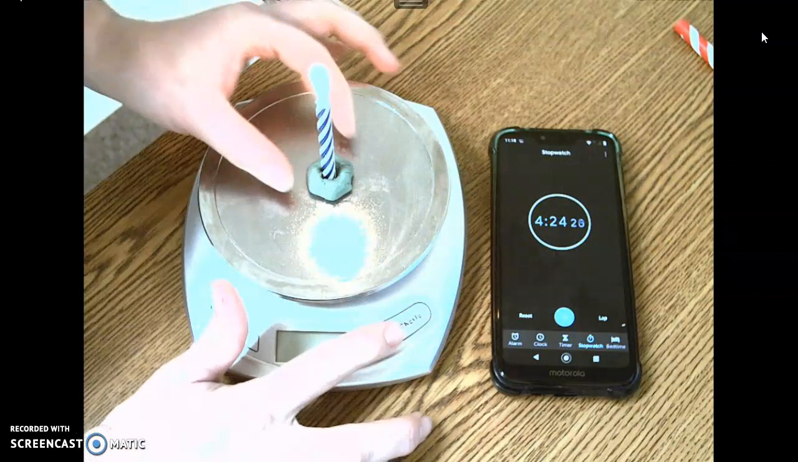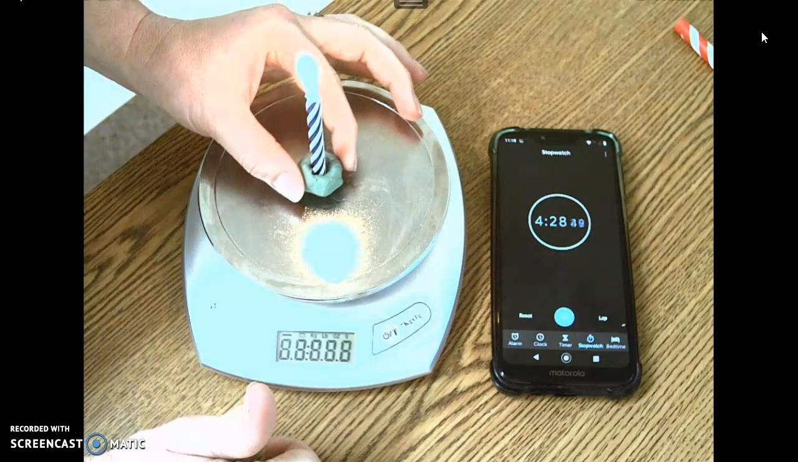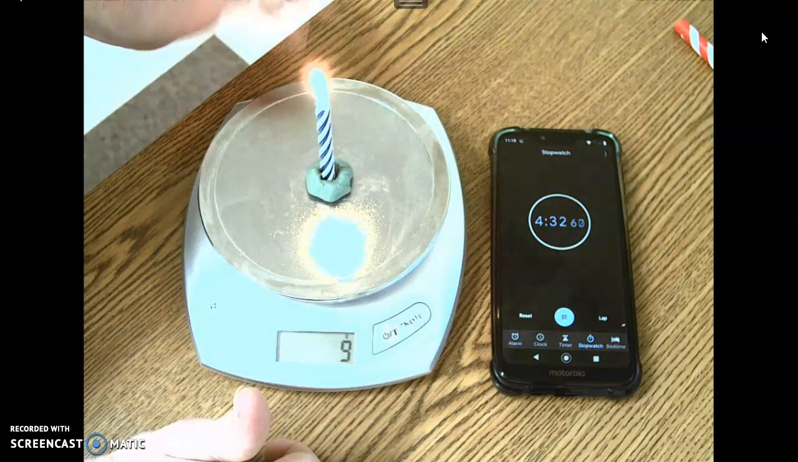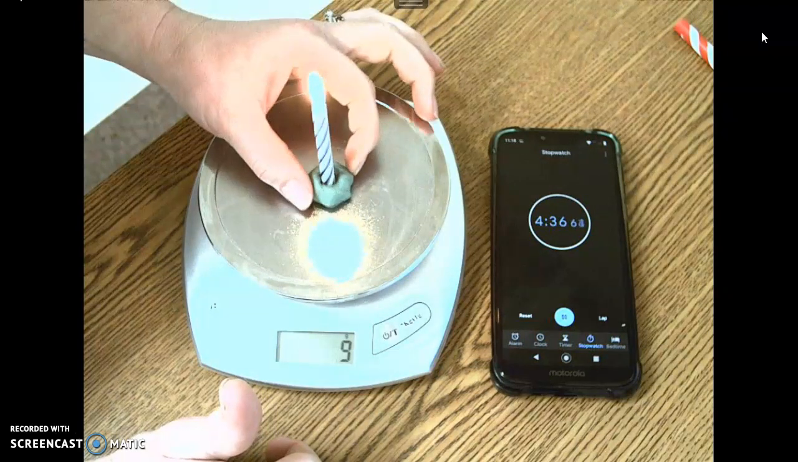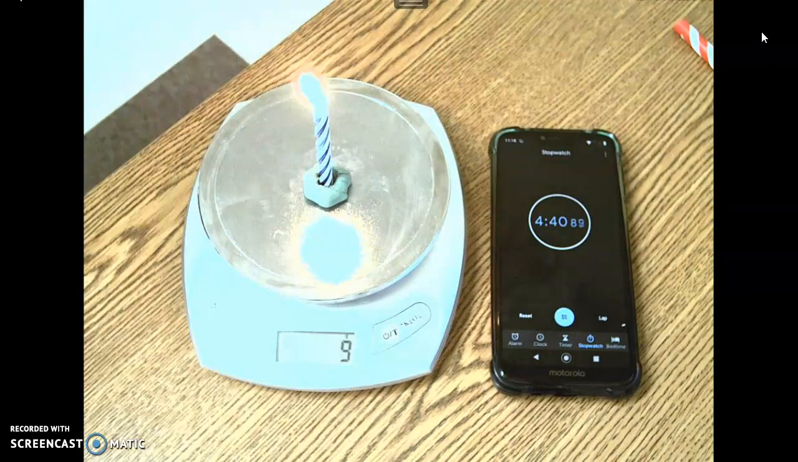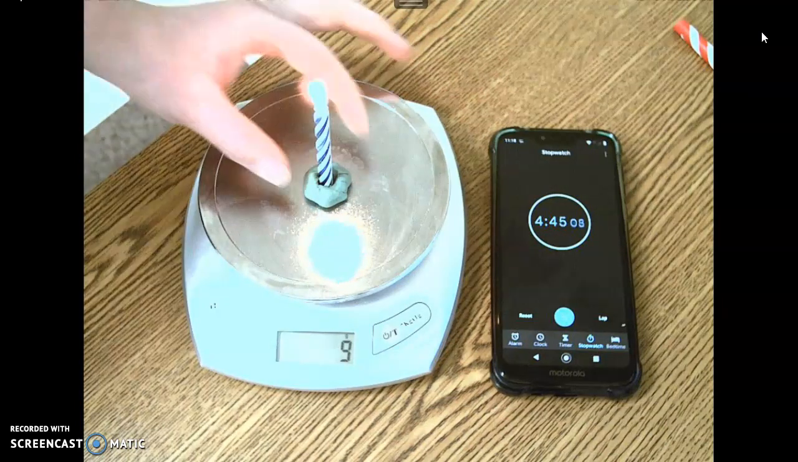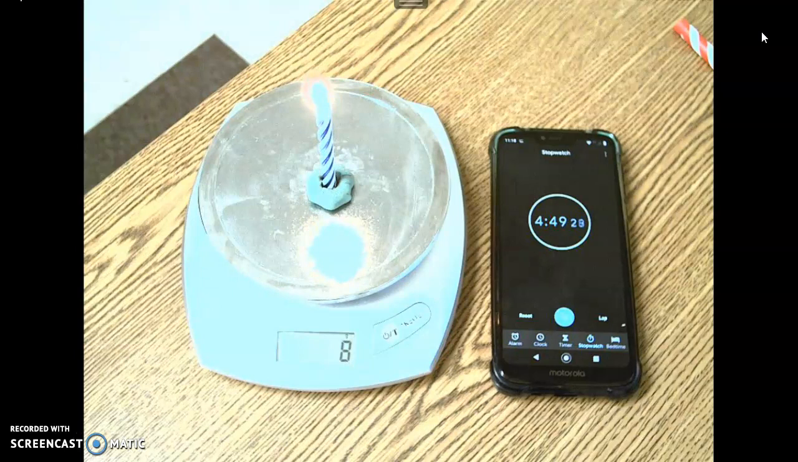And again, I need to set my mass. Oops. Oh, and I seem to have bumped it somewhere along the way. I don't know if you saw that. It was at 8. I did accidentally bump it a little, and I don't know if that threw it off or not.